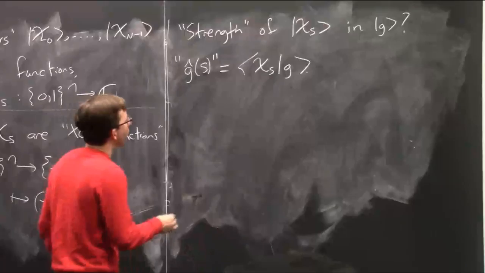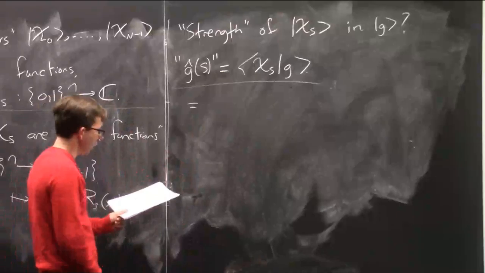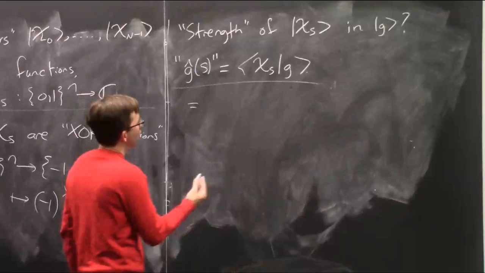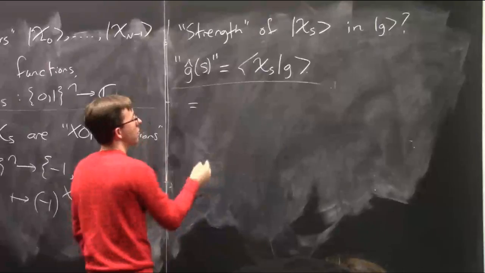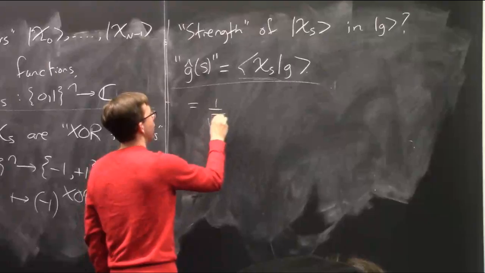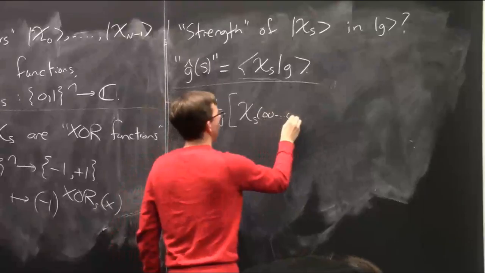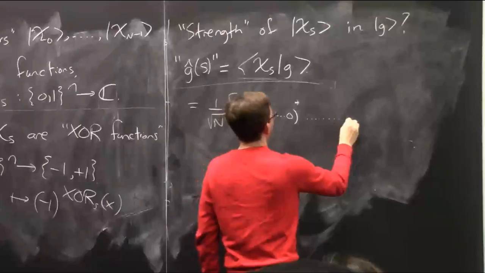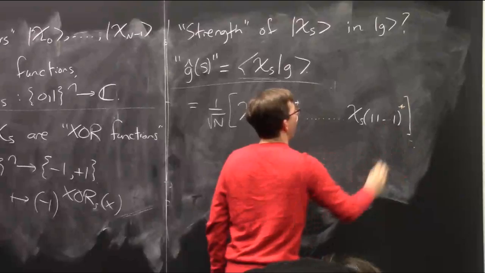So let's write it in function notation. Well, first let's expand it in vector notation, then we'll see how to think about it in terms of functions. We have to write down this bra here. So it's the row vector version of this, also with complex conjugates, but don't pay too much attention to that. So it's 1 over root n times chi s of zeros, complex conjugate, and then the last entry here will be chi s of all ones, complex conjugate.